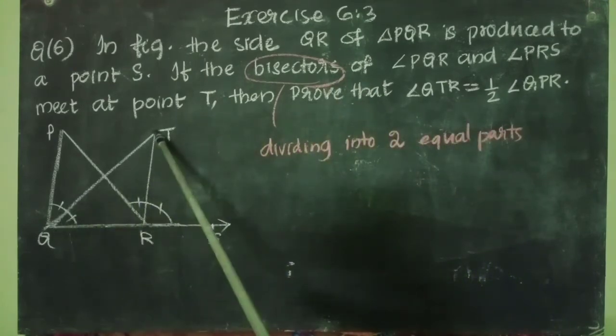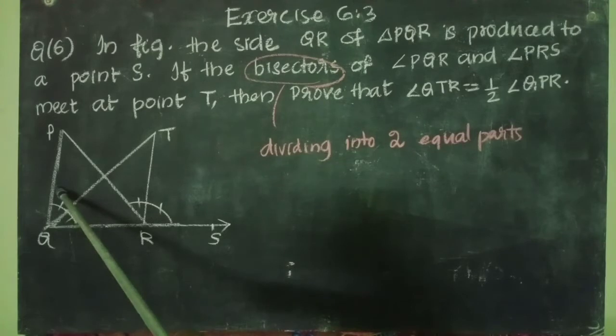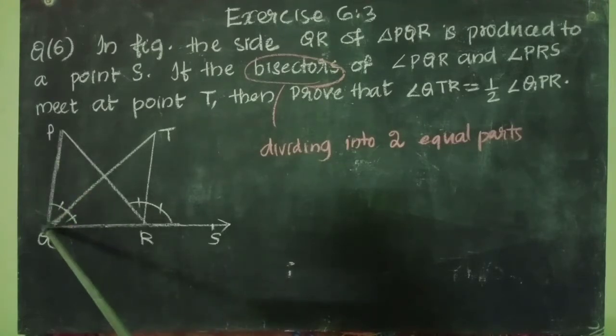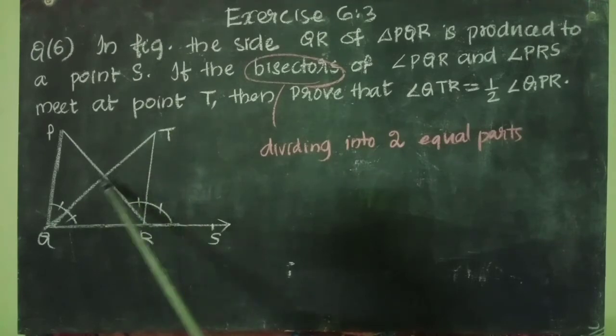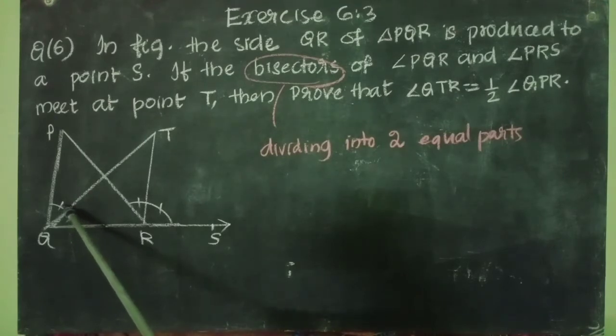This QT is a bisector of this angle Q. So here you can see two parts. This part is angle PQT. The other part is angle RQT. QT is the bisector, so these two parts are equal.